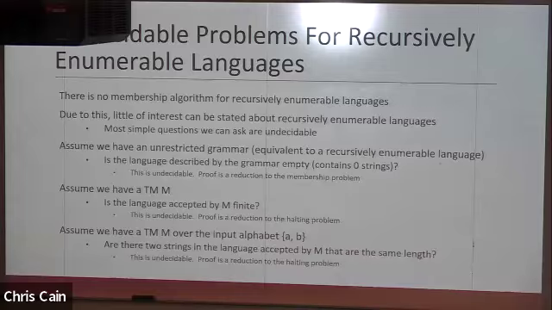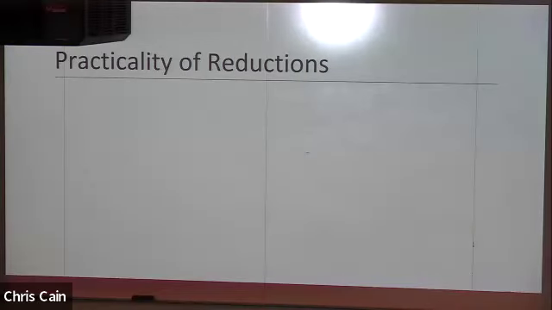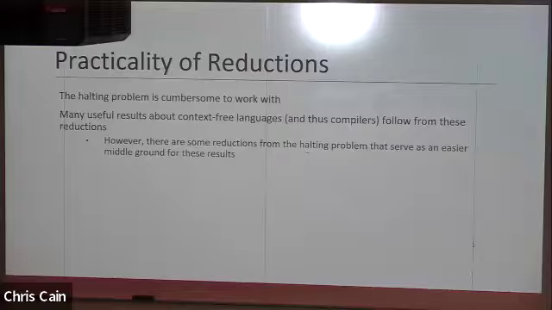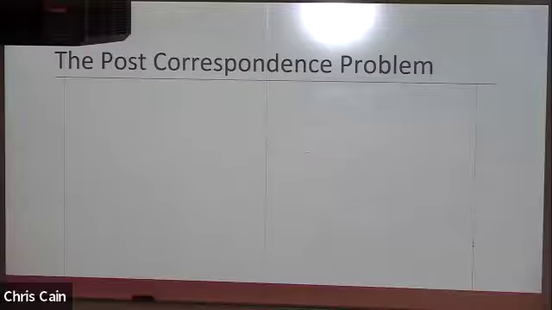It may seem that these reductions are kind of an abstract idea, not particularly useful in the day-to-day. The halting problem is kind of cumbersome to work with, if that makes sense. But it turns out that a lot of conclusions that we can make about even the language classes that we've covered so far in the class follow the concepts of these reductions. So it's worth looking at some of the problems that are actually middle grounds for coming up with these important conclusions about some of these languages that we've seen before. And I will, with the very little amount of time we have left, introduce the Post Correspondence Problem.